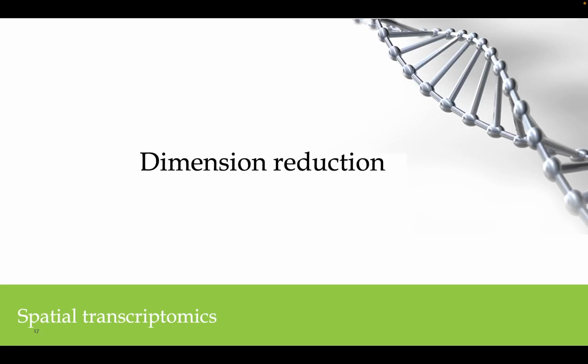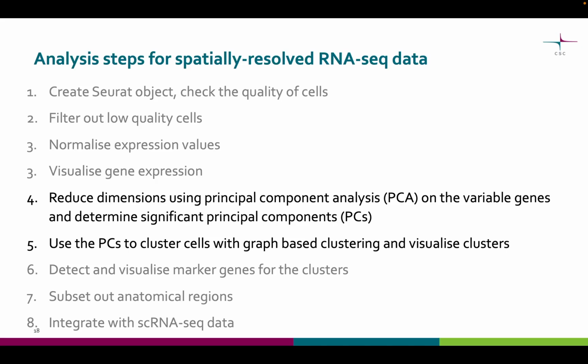In this video, we will discuss how to reduce dimensions using principal component analysis. Similar to single-cell RNA-seq analysis, we run dimension reduction before clustering to simplify the data and make the clustering easier. First, we determine the significant principal components, and then we use them to cluster cells with graph-based clustering.